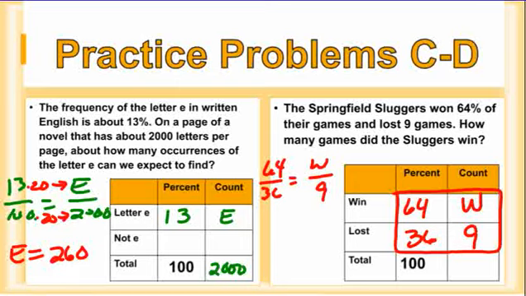I know that 36 divided by 4 gives me 9. So 64 divided by 4 will give me my W. 64 divided by 4 would give you 16 games. So that is our lesson today on percent of whole.